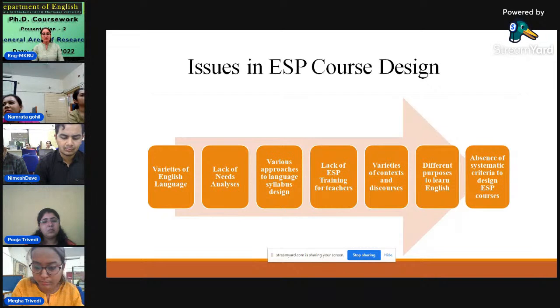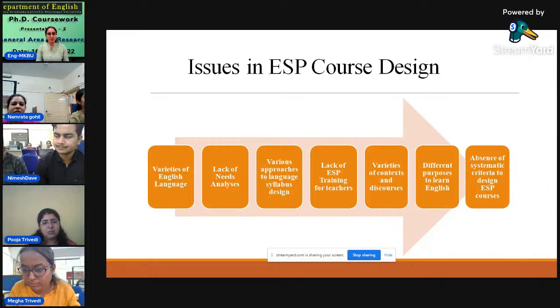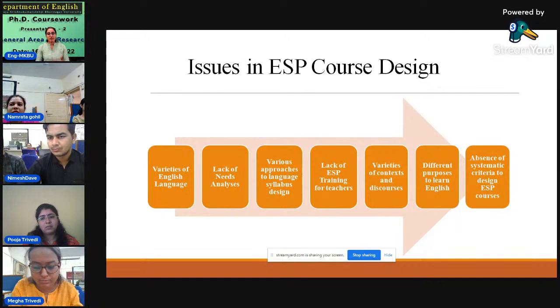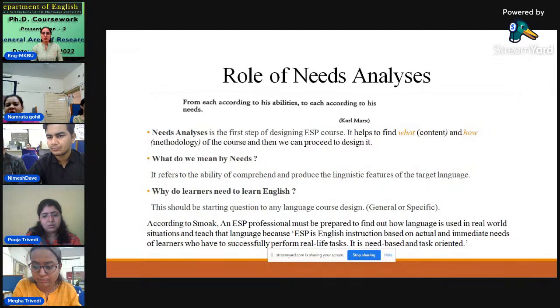There are also varieties of context, varieties of discourse like academic discourse, political discourse, religious discourse, which differ according to their use. So that could be at the center while designing the course. There are various purposes, as the name defines, English for Specific Purposes. And the last issue is the absence of systematic criteria to design an ESP course, which is not available right now. So with the collective effort of the designers and teachers, we should conduct need analysis to solve these issues of language learners.